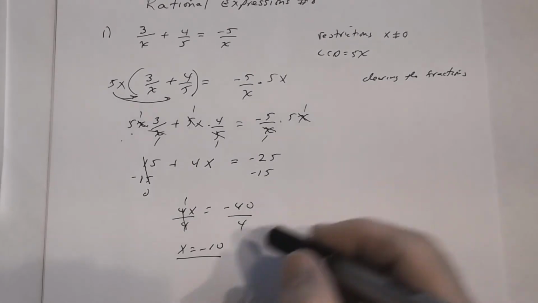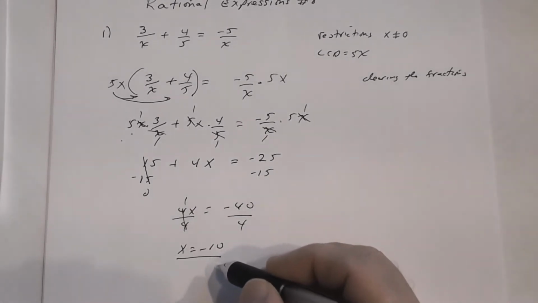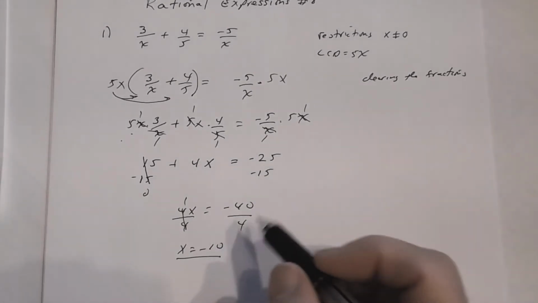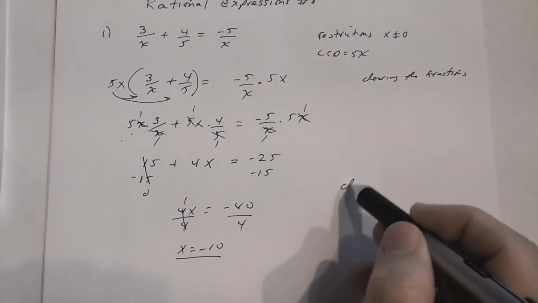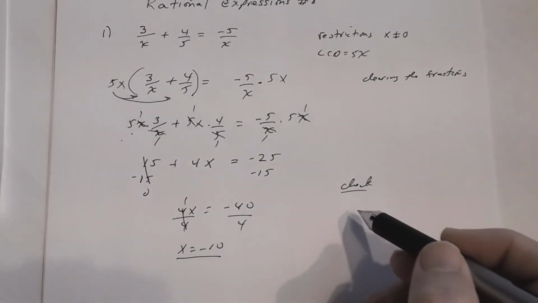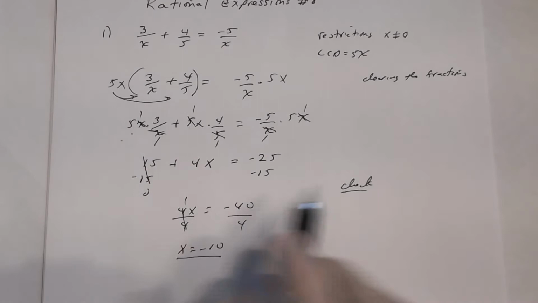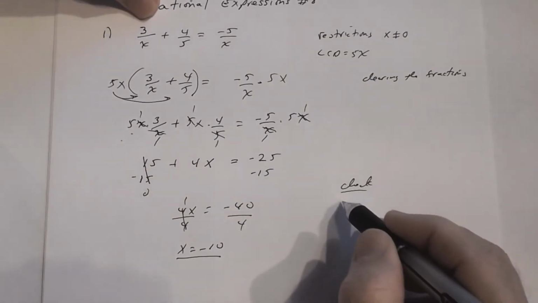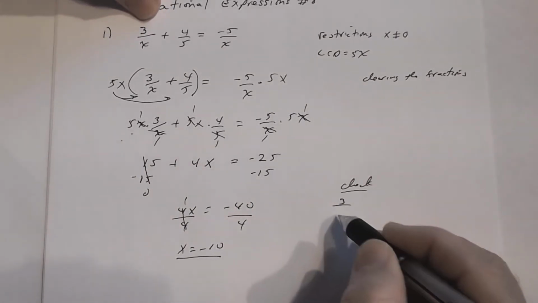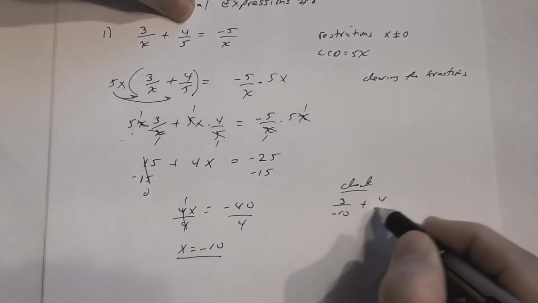Okay? All right, so on a test, you probably will not have time to go and check, but you can check. Let's just check real quick. I'm only going to do this one. So you go back to the original, always go back to the original, and wherever you see the variable x, you're going to substitute negative 10. All right, just like this.